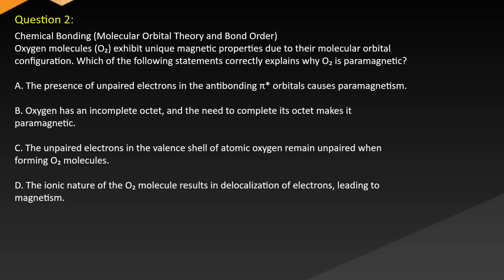A. The presence of unpaired electrons in the antibonding π orbitals causes paramagnetism. B. Oxygen has an incomplete octet, and the need to complete its octet makes it paramagnetic. C. The unpaired electrons in the valence shell of atomic oxygen remain unpaired when forming O2 molecules. D. The ionic nature of the O2 molecule results in delocalization of electrons, leading to magnetism.